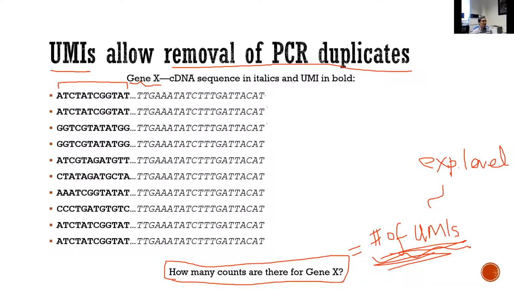So how are you going to count? If you count this 1, 2, 3, 4, 5, 6, 7, 8, 9, 10, it looks like there are 10 transcripts that have been sequenced, but this 10 is not the real gene expression level for this gene. The reason is we need to consider the PCR amplification bias. So if you look more carefully, these two have the same UMI.